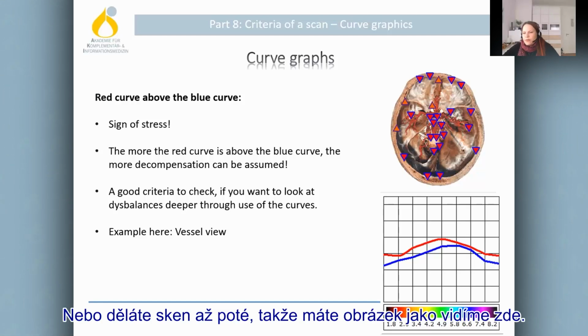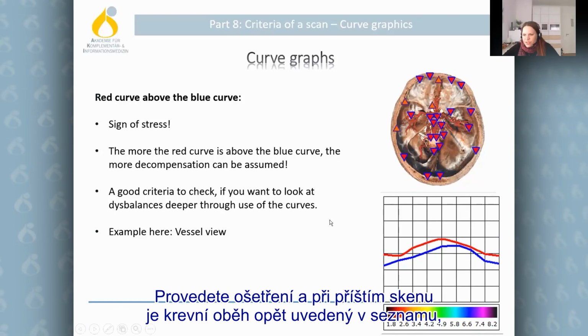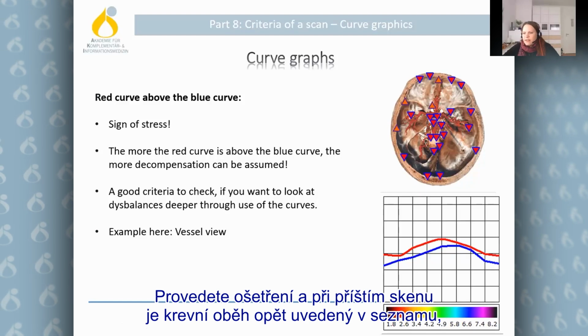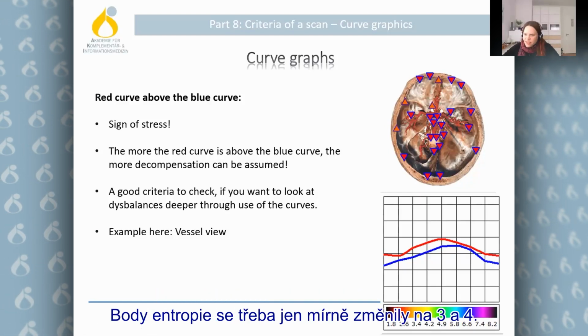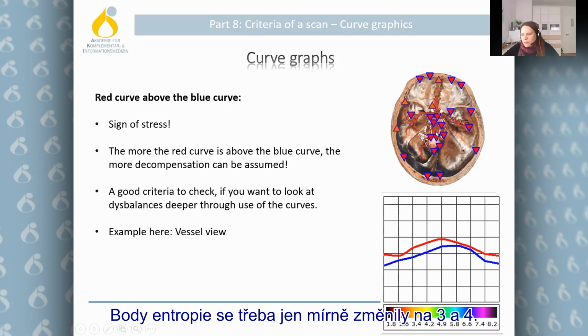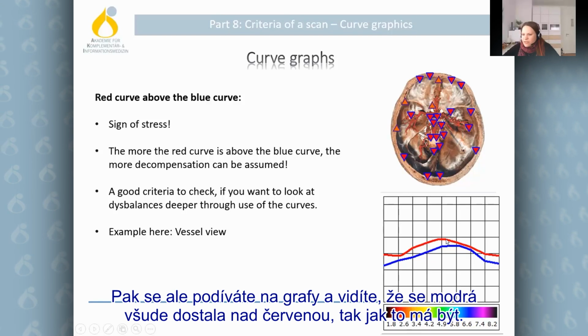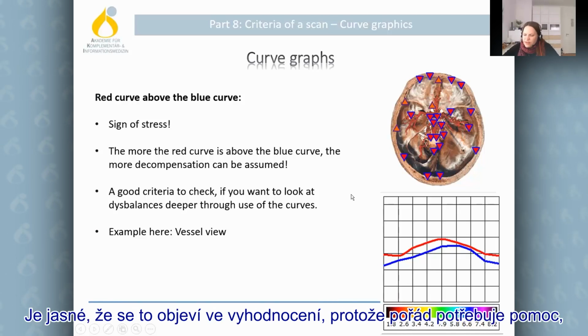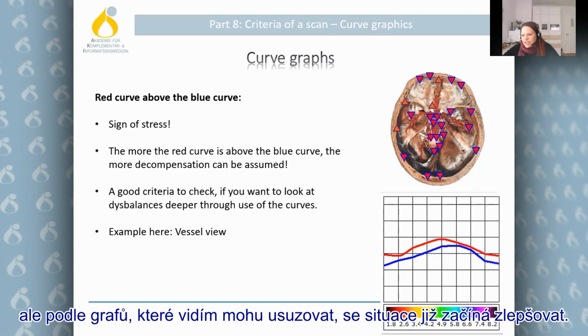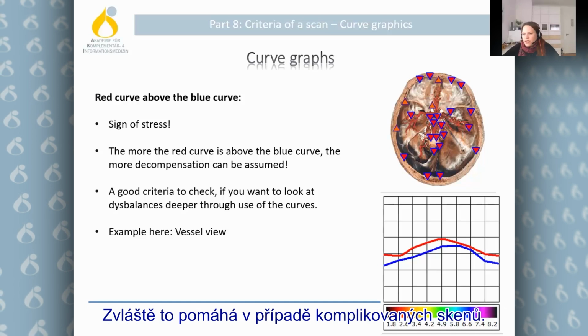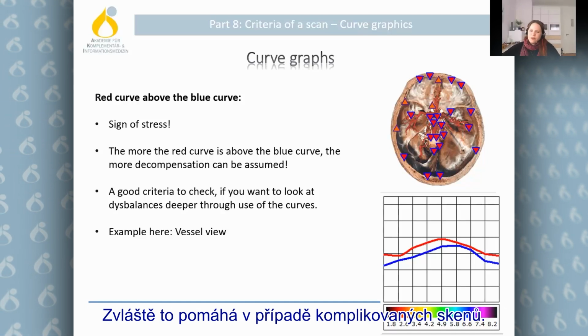Or when you do a scan after it, so you have had a picture like this, you do the treatment. In the next scan, the blood circulation is still listed. The entropy points maybe just change a little bit to 3 and 4. But then you look at the graphs and you see that's the other way around again, that the blue is above the red one like it should be. Then you know, okay, it's still listed in the evaluation because it still needs help. But with the graph, I can see that it's already getting better. This is helpful when you have complicated scans.